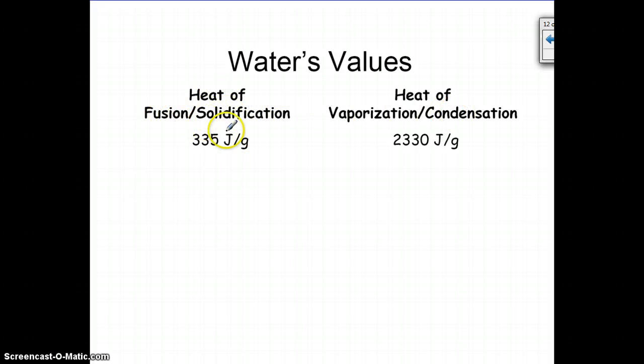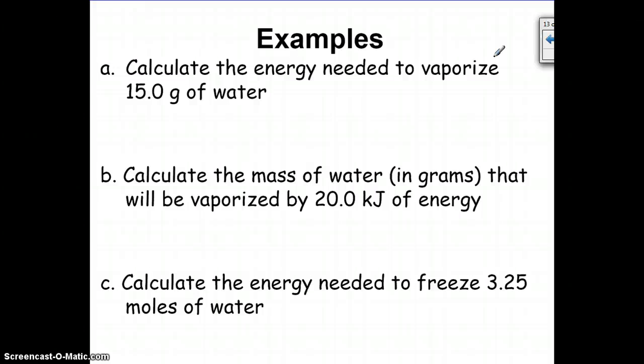The heat of fusion, or solidification, is 335 joules for 1 gram. So it takes 335 joules to melt 1 gram of a substance, or negative 335 joules to freeze 1 gram of a substance. Heat of vaporization is 2,330 joules for 1 gram, and then condensation is going to lose 2,330 joules for every 1 gram. So just remember that condensation and solidification are going to be negative. Same number, but negative.